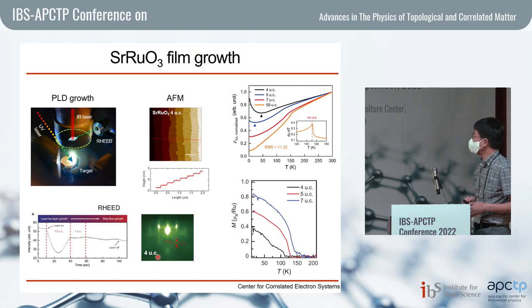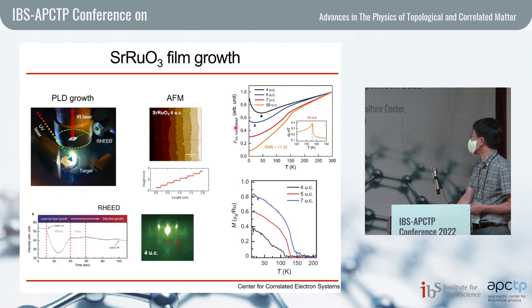So we grow strontium ruthenate film with the PLD, and RHEED oscillation and AFM and RHEED spots show they are very high quality samples. You can see the AFM cut shows nice step edges. That means strontium ruthenate grew epitaxially on the STO substrate.